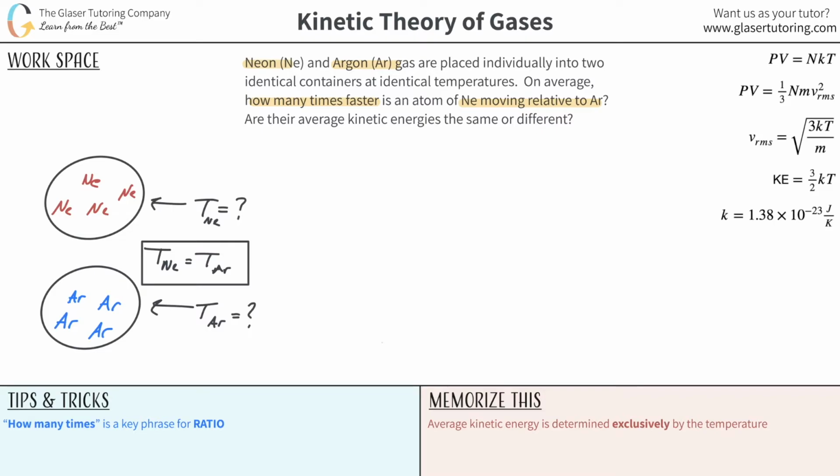So I basically need to find the ratio of the velocity of neon relative to that of argon. That's also what I wrote down here. "How many times" is a key phrase for a ratio. Anytime they say how many times faster, how many times more, how many times less, it's basically a ratio that you're going to look to set up. So we're looking to solve for the root mean square, or average, velocity of neon relative to the average velocity of argon. This is the ratio we're looking for.